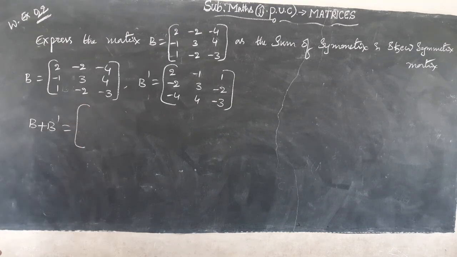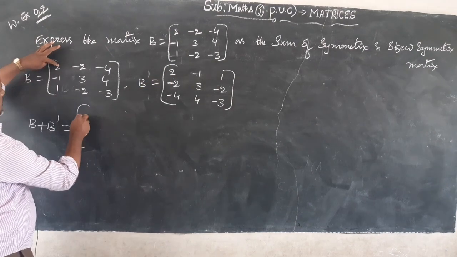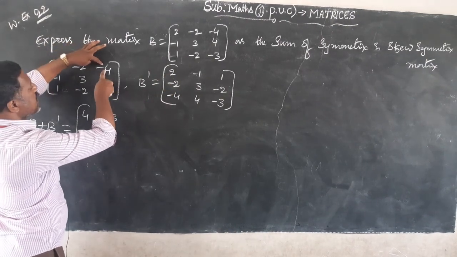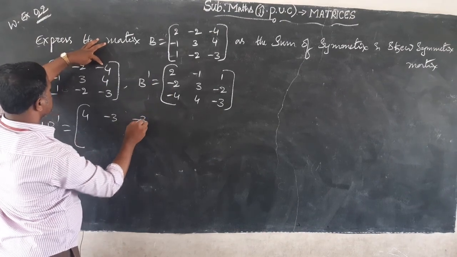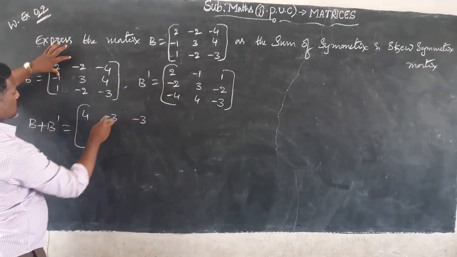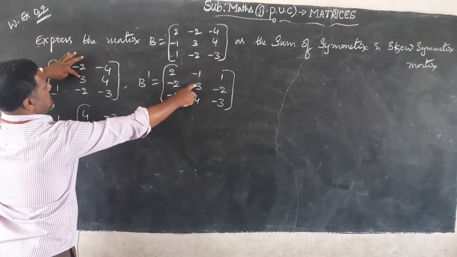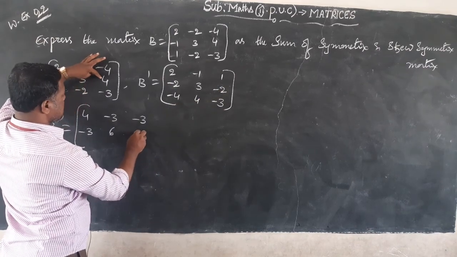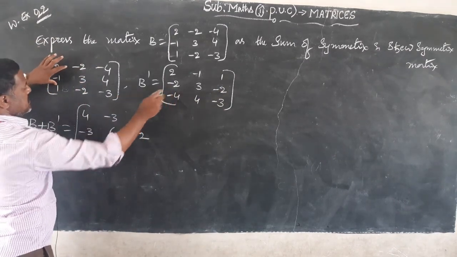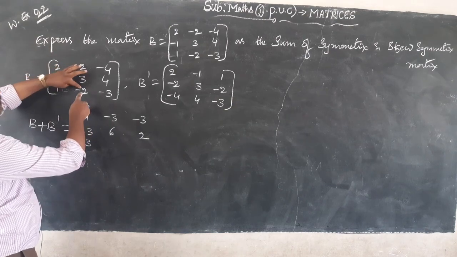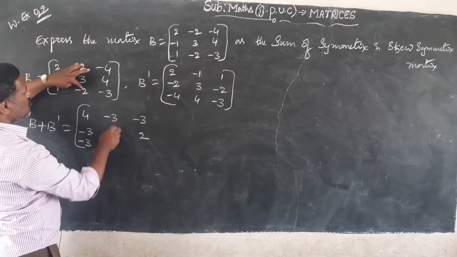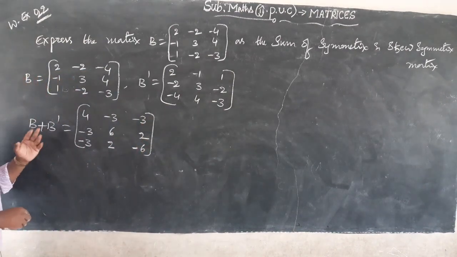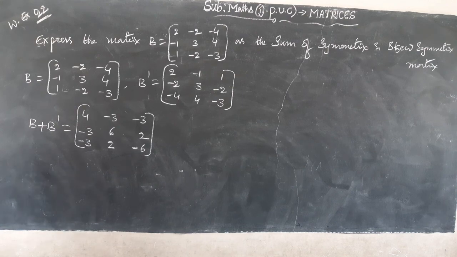B plus B dash. 2 plus 2, that is 4, minus 2 minus 1 minus 3, minus 4, 1, that is minus 3. Minus 1 minus 2 minus 3, 3 plus 3, that is 6, 4 minus 2, that is 2, 1 minus 4, that is minus 3, minus 2 plus 4, that is 2, minus 3 minus 3, that is minus 6. So this is what we called as B plus B dash.